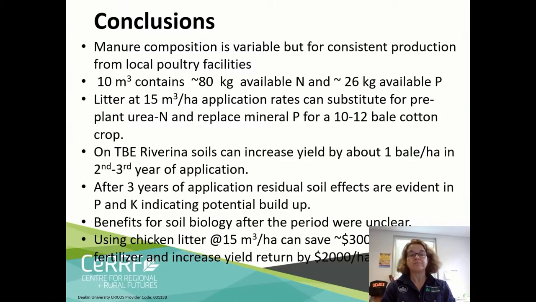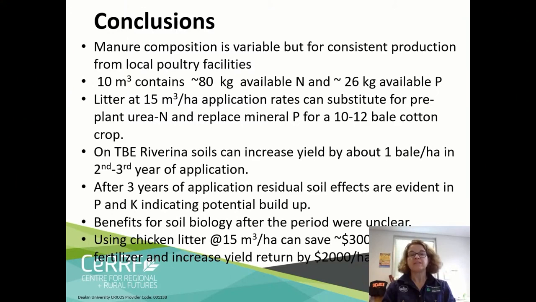On transitional brown earth Riverina soils, yield can be increased by about a bale per hectare in the second to third year of application after cereals. After 3 years of application, residual soil effects are evident in phosphorus and potassium, and these tests may be used as a surrogate for the residual effects of litter, to put some economics around it for the farmers.